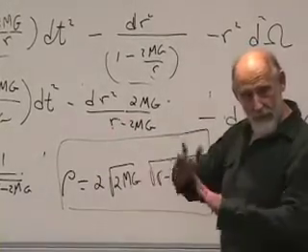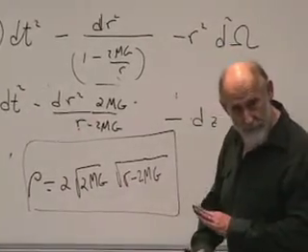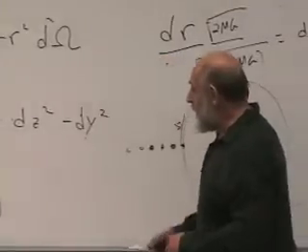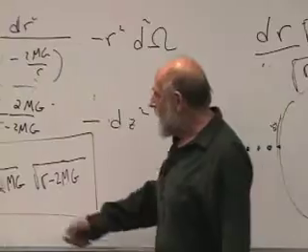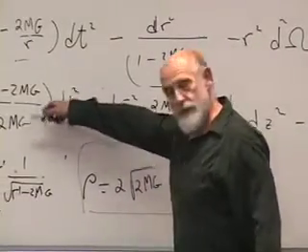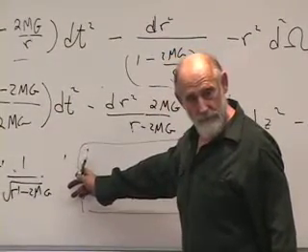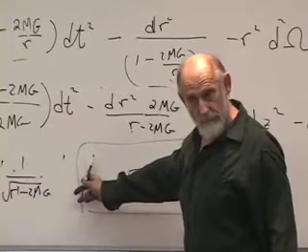We're not moving in and out. We're only moving along the horizon, right? Okay? So this one's not there because dr is equal to zero along that motion. And this one's zero because the coefficient of dt is equal to zero. The second one's zero over zero.